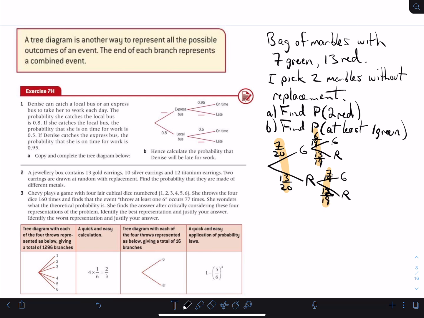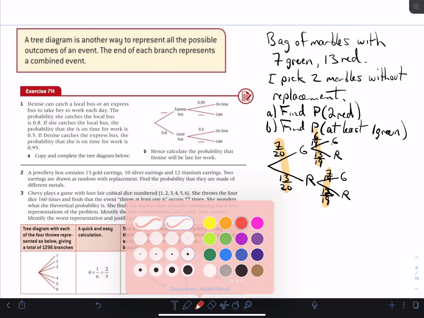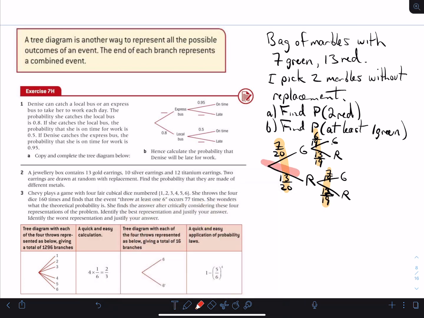And then if I want to answer my question, find the probability that I get 2 red ones, what I do is look at all the paths that lead to success. So 2 reds is only this path that works. And so I need a red and a red. When I say red and red, I multiply. So you multiply along the paths. So the probability of 2 reds is equal to 13 out of 20 times 12 out of 19. And that'll equal something. That's it.